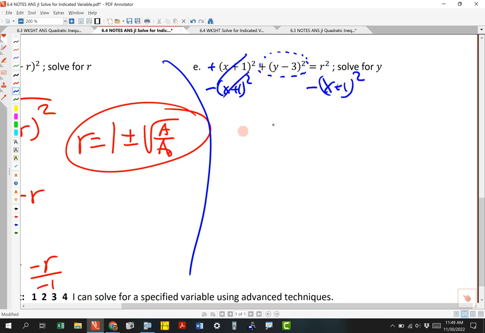Here's what we've got. We've got y minus 3 quantity squared equals, and I'm going to go ahead and write r squared because it's positive. I just kind of like that coming first. And then minus x plus 1 quantity squared there.